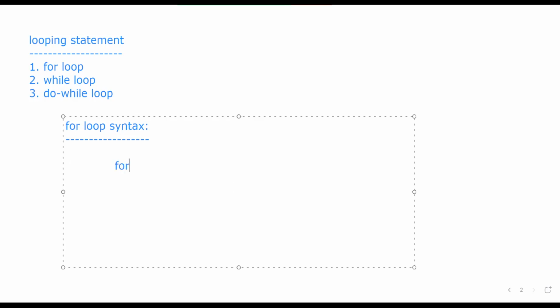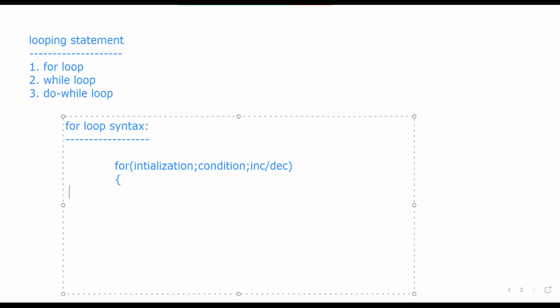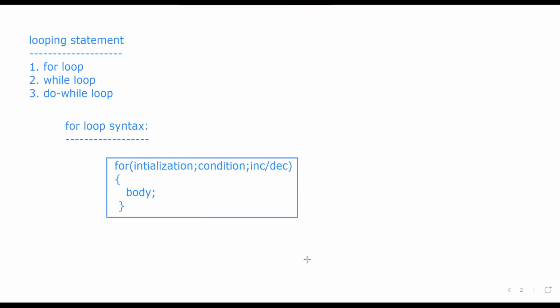I'll write it as for, then initialization, comma, condition, comma, either incrementation or decrementation. I believe you know both, right? Incrementation and decrementation. Then I'll open and write body, and I'll just close it here. So this is basically a small syntax of the for loop.